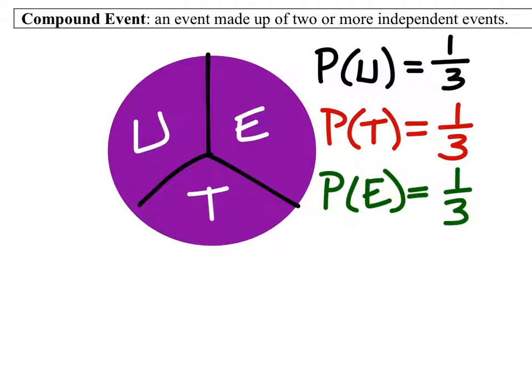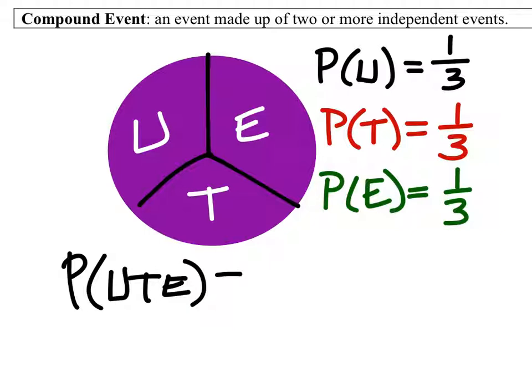Let's say that we started to spin this 3 times. Then maybe we'd want to find the probability of getting U, T, E. Why U, T, E? I don't know, it's just random. So, for this, we have the 3 letters, U, T, and E.